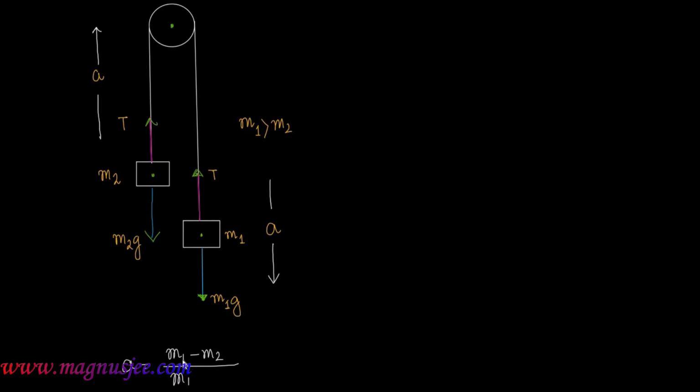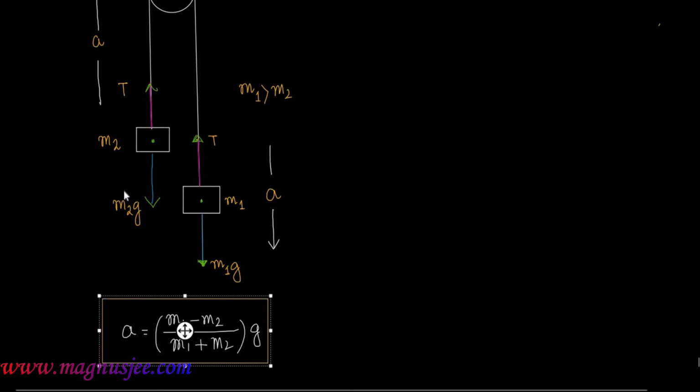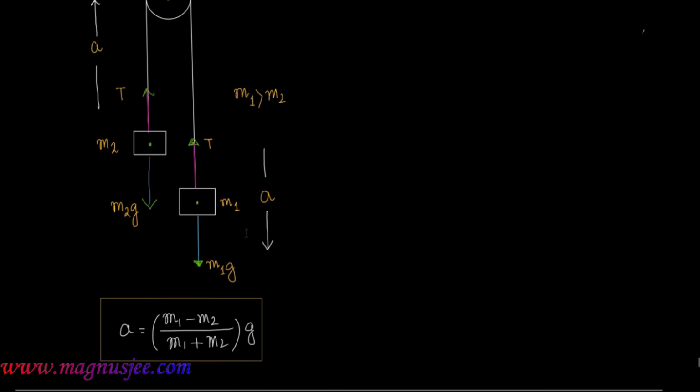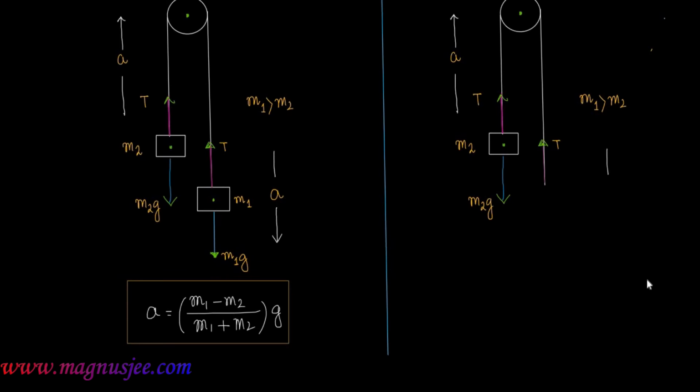In that case, the common acceleration of the two bodies is given by A equal m1 minus m2 divided by m1 plus m2 into g. That is the common acceleration of the two bodies in the first case.